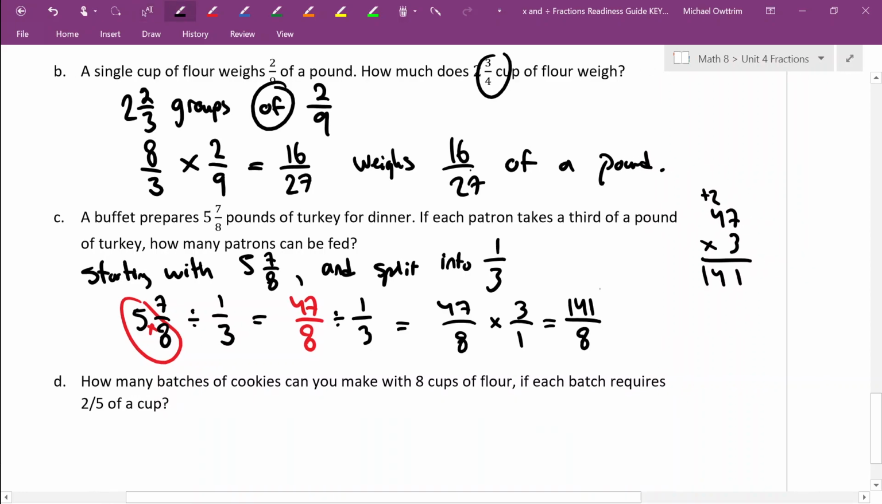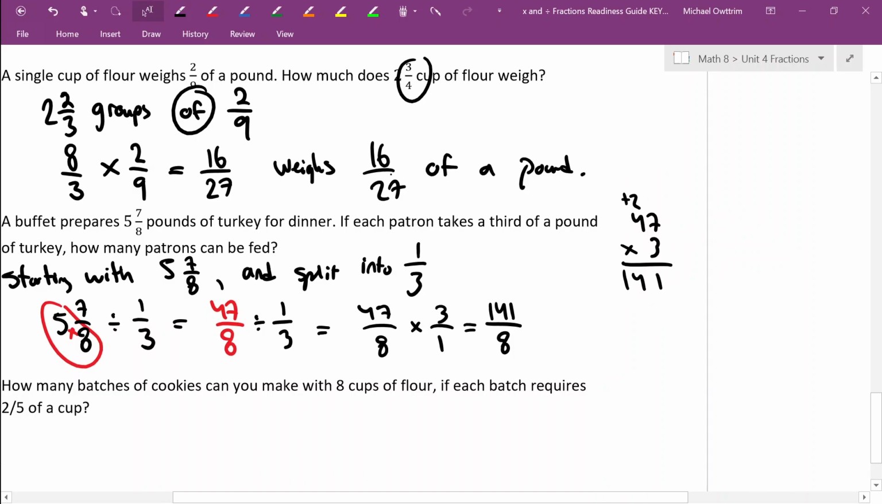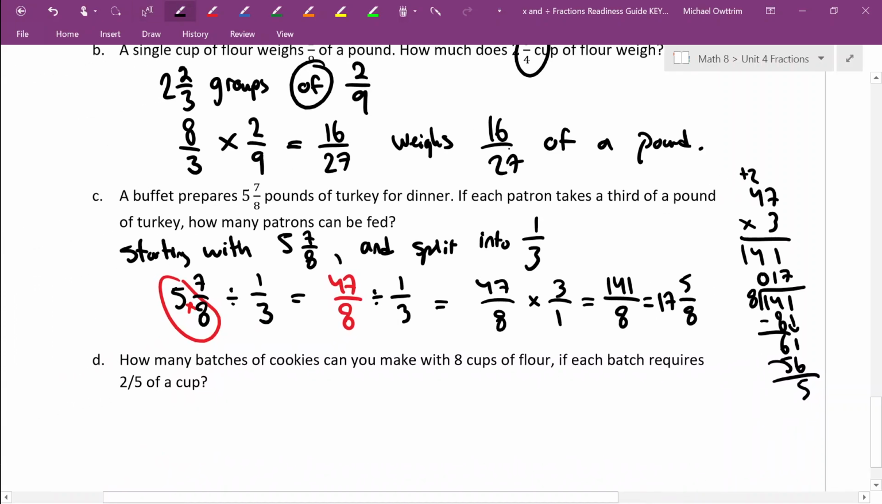Now we want to know what that is in terms of people, keeping in mind that we probably don't want to serve anyone a partial serving. So I'm going to go ahead and divide 141 by 8. 8 goes into 14 once, 8 goes into 61 7 times, making 56. And that's going to leave us with 5. So we can say that this is 17 and 5/8. And so we can say 17 full people can receive a full 1/3 serving.